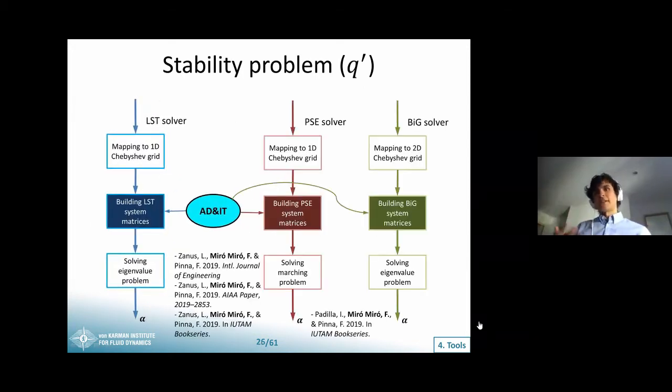The most interesting thing of it is that by slightly modifying the hypotheses that it imposes, we can also build scripts for other more fancy and elaborate stability theories. So this is what we've been doing together with Ludovico Zanus and with Ivan Padilla. We've been applying it to linear PSE or to nonlinear PSE and spanwise BiGlobal.